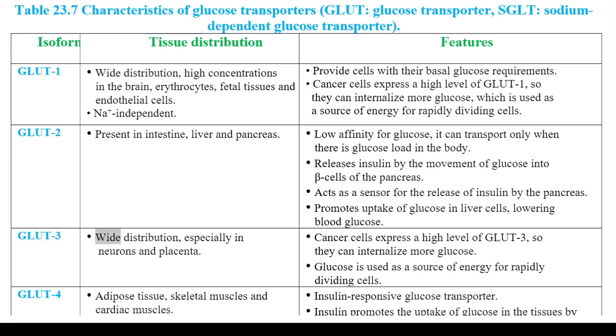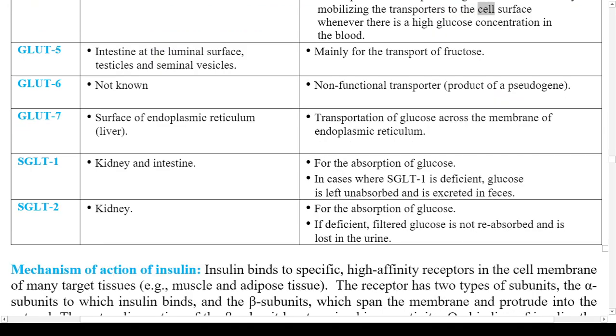GLUT3: wide distribution, especially in neurons and placenta. Cancer cells express a high level of GLUT3, so they can internalize more glucose. Glucose is used as a source of energy for rapidly dividing cells. GLUT4: adipose tissue, skeletal muscles and cardiac muscles. Insulin-responsive glucose transporter. Insulin promotes the uptake of glucose in the tissues by mobilizing the transporters to the cell surface whenever there is a high glucose concentration in the blood.